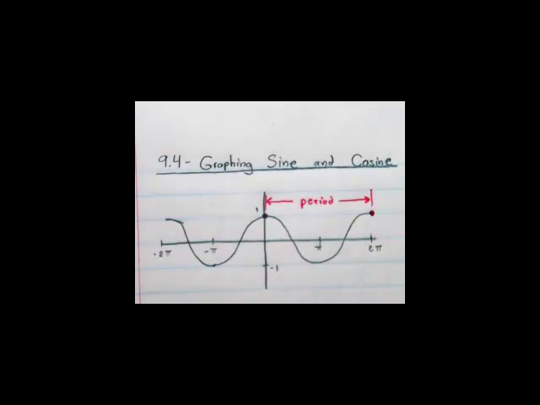For emphasis. Okay, now, we're going to be looking at some different waves later on. So the period could change. But a regular, normal, nothing funny going on cosine, the period is 2 pi.